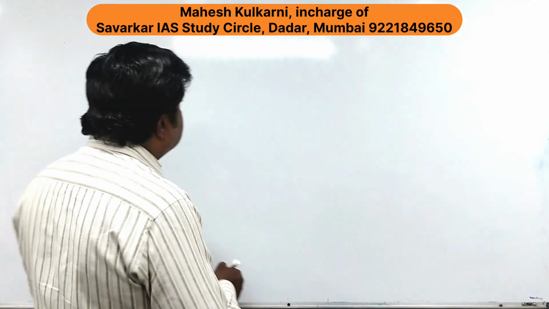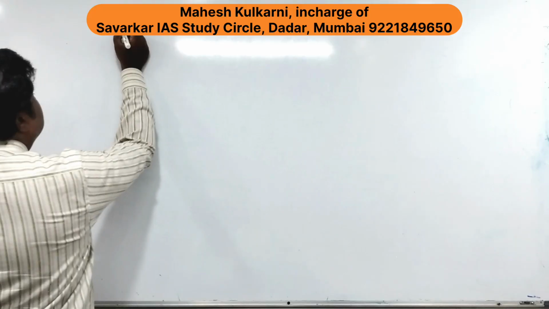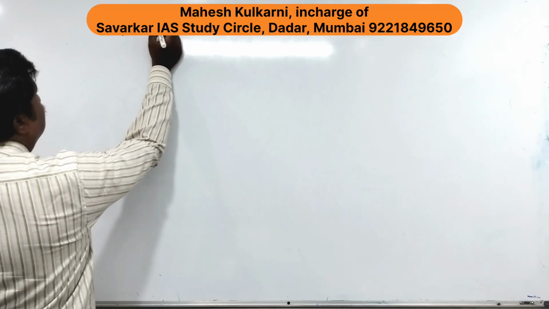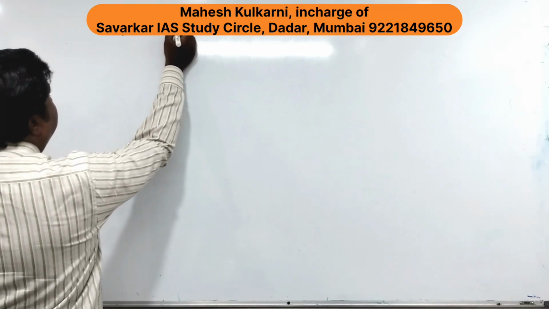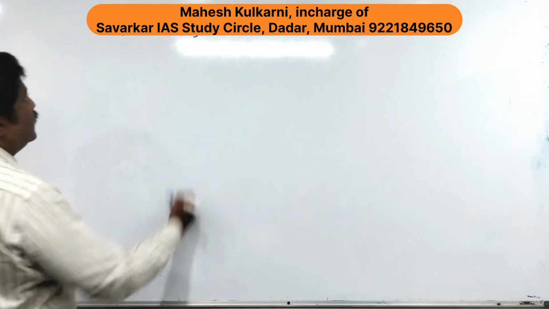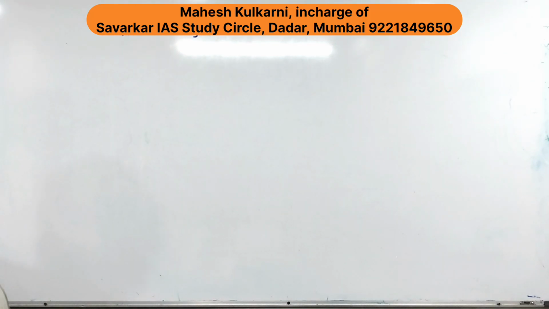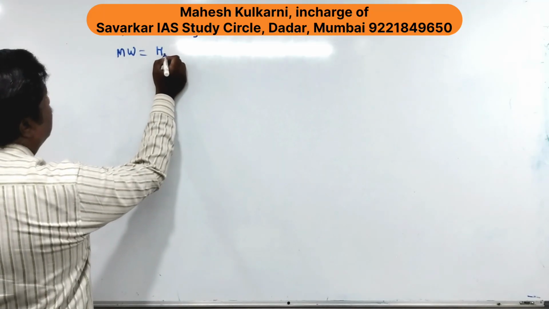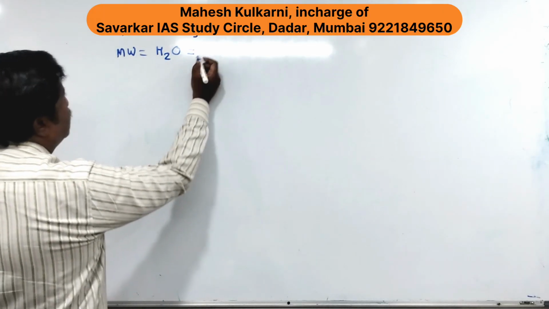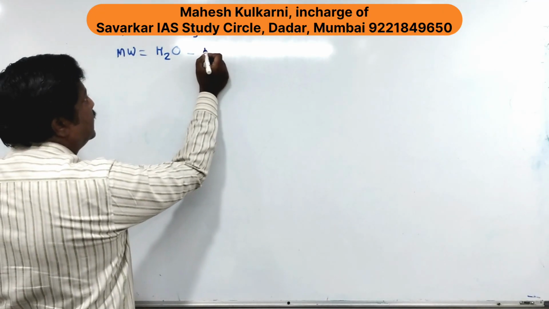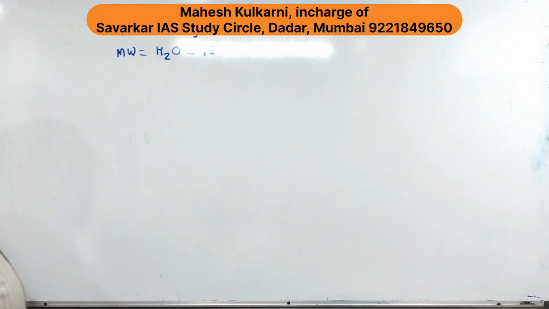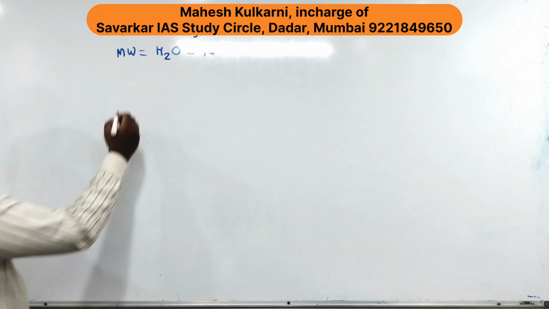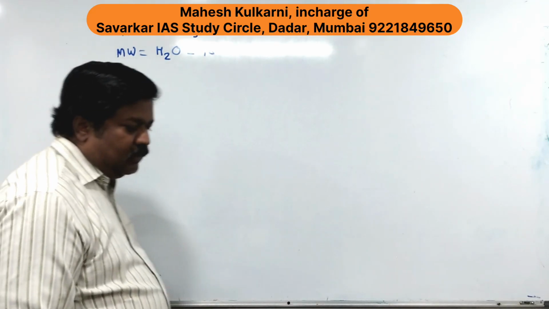Clear? So the first data I will write here, that is W, equal to 1 kilogram or rather 1000 gram. Now the molecular weight of water, we are aware the formula is H2O. Its molecular weight is 2 plus 16, that is 18. Now the third thing we have to find is N. What is N? N is the number of moles.